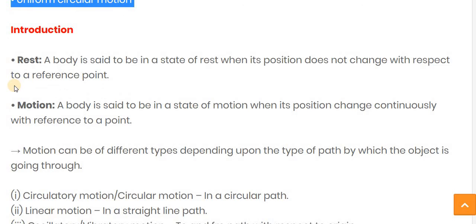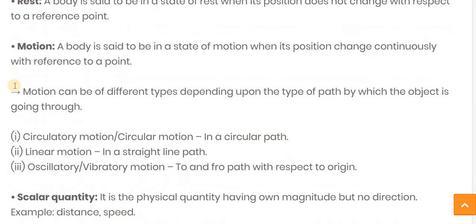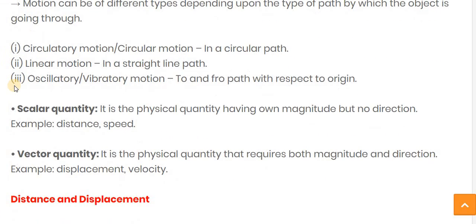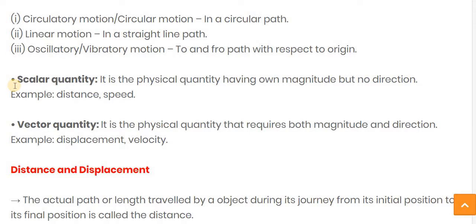In all the previous videos we have seen the definitions of rest and motion. Rest means when a body does not change its position with respect to the reference point, then we consider it as rest. And motion means if the body changes its position according to time, or you can say according to the reference point, then we consider it as motion. And motion is divided basically into three types: circular motion, linear motion and oscillatory motion.